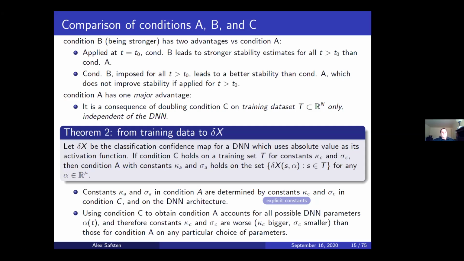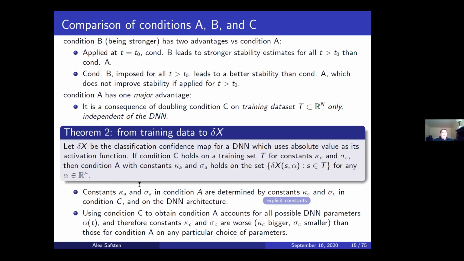If delta x is the classification confidence map for a DNN which uses absolute value as its activation function, then if condition C holds for a training set with constants kappa C and sigma C, then condition A also holds with constants kappa A and sigma A on the set of delta x values for any parameters. So it does not matter what the parameters are. If condition C holds, then condition A holds. Note the importance of the absolute value as the activation function.